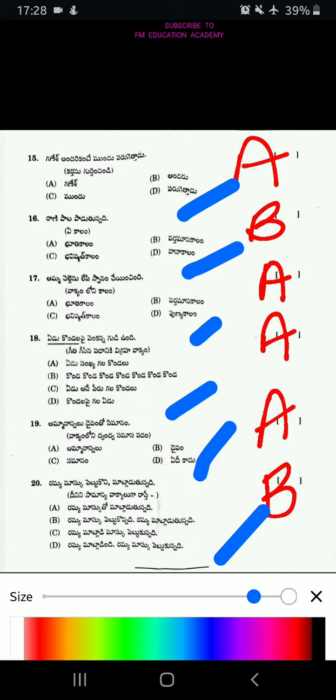Since you people were requesting me very much to forward these Telugu SL questions, these are the Telugu SL questions. Okay, so these are the options.